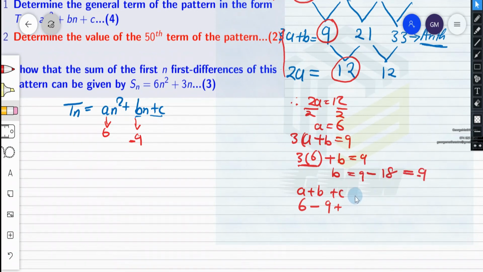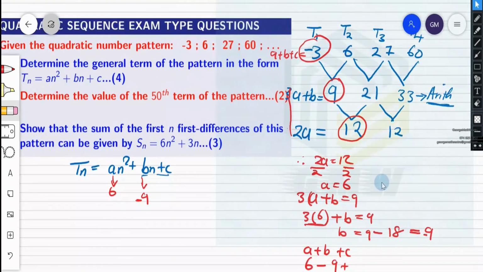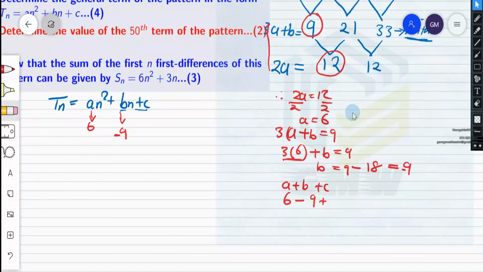All right, now a plus b plus c is supposed to be equal to minus 3, not 9. I had picked a wrong one there. So it is supposed to be equal to negative 3. So a plus b plus c here will be equal to minus 3.